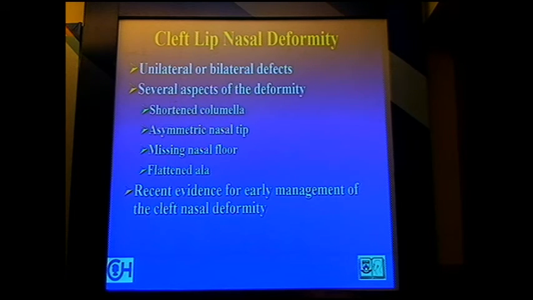Cleft lip nasal deformity is very common with the nose just because of the way the cleft has developed. You have the shortened columella, the asymmetric nasal tip, and the splaying of the two aspects of the palate causes the disruption and deflection of the nose. You have the missing nasal floor and flat ala. So it's a very classic deformity that we see with cleft lip.